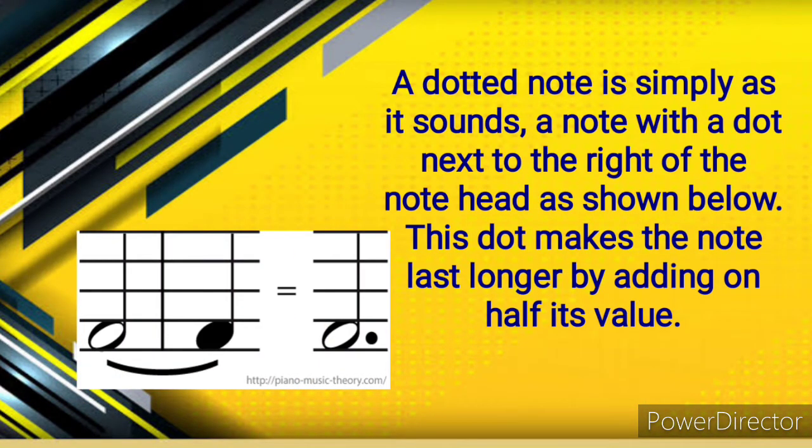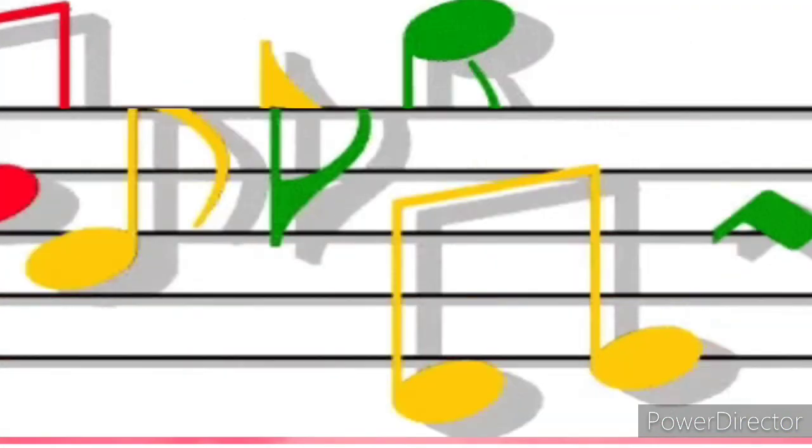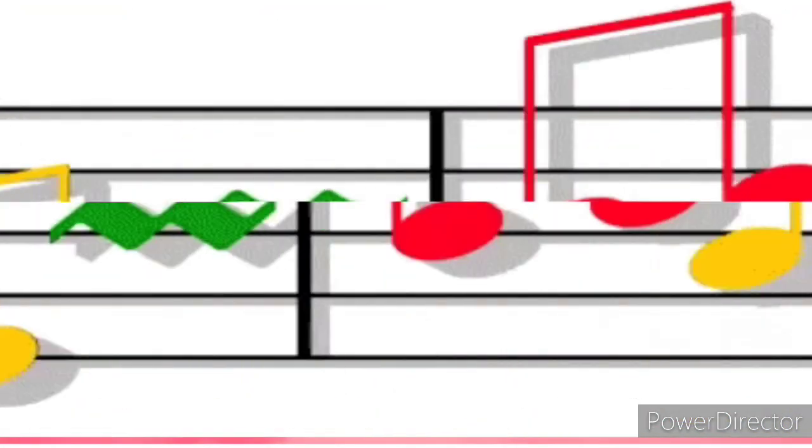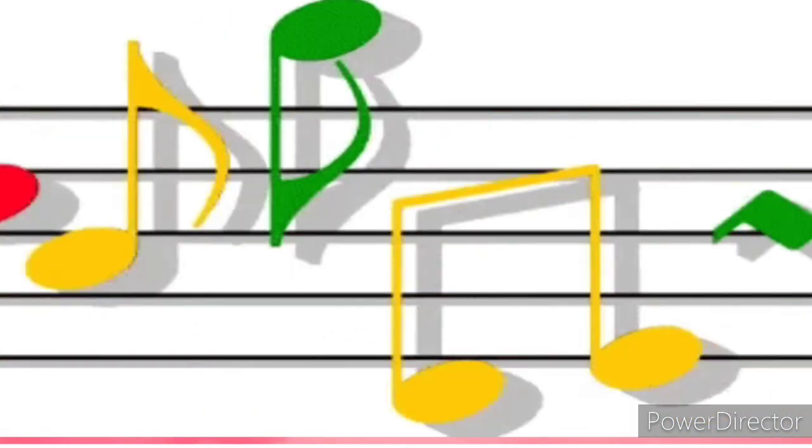Now look at a dotted note here. I said a dotted note is simply as it sounds. A note with what? A dot, next to the right of the note head as shown below. This dot makes the note last longer by adding on half its value. So, in a dotted minim, you will get a minim and what? A crotchet.